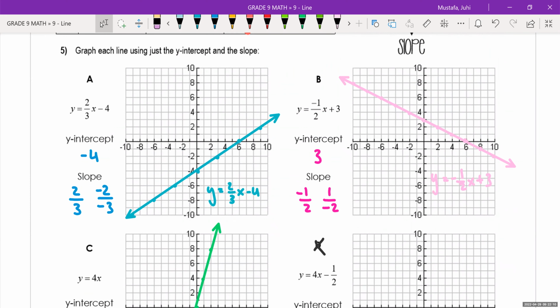y is equal to 2/3x minus 4. That means there's a y-intercept of -4, and our starting point on the graph is going to be at -4. A slope of 2/3, we have to look at both scenarios. So 2/3 or -2/-3. If the slope is 2/3, it means you're going up 2, 3 to the right, up 2, 3 to the right, up 2, 3 to the right. And then the other option is down 2, 3 to the left, down 2, 3 to the left. So you graph your line, and this is what you get.